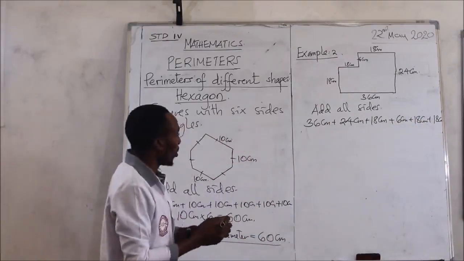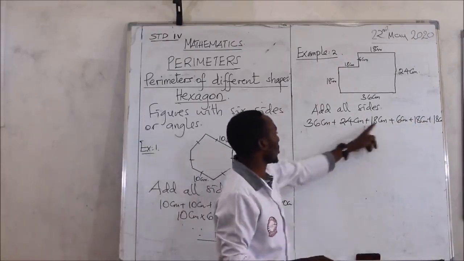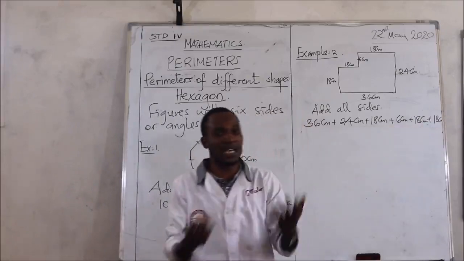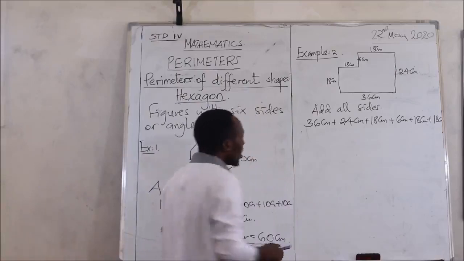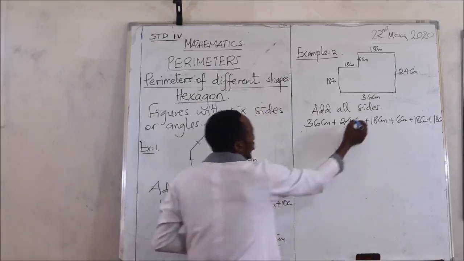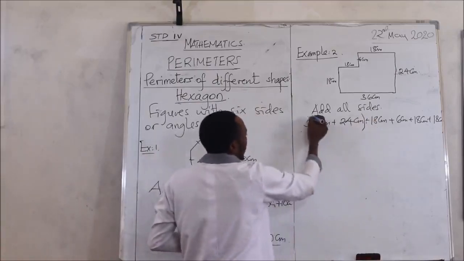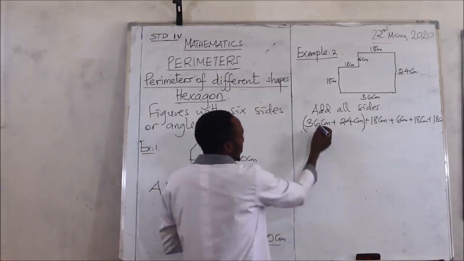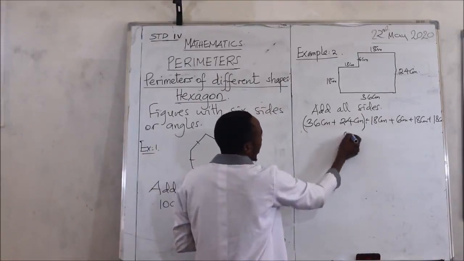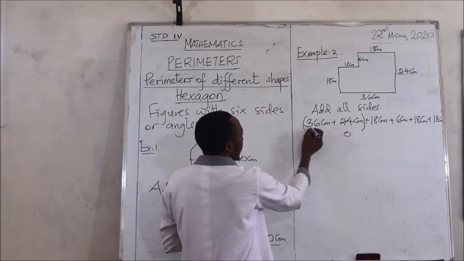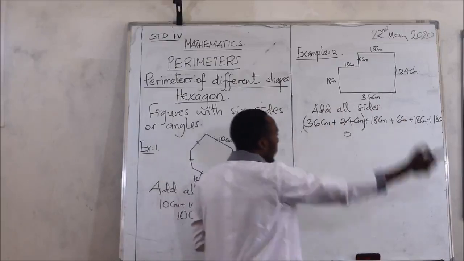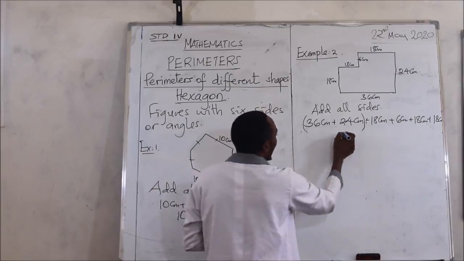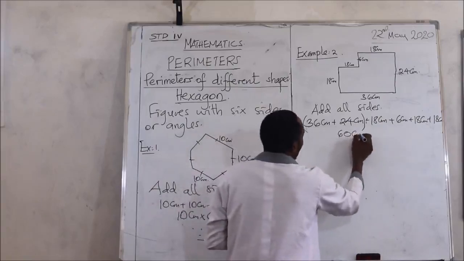So when you count all sides, you have 1, 2, 3, 4, 5, 6. So we have 6 sides. The formula is to add all sides, so remember to add it correctly. Now, we have 36 and 24. 6 plus 4, we have 10. We carry 1. We have 3 plus 2, we have 5. Remember we carried 1. So when we add here, we have 60 centimeters.